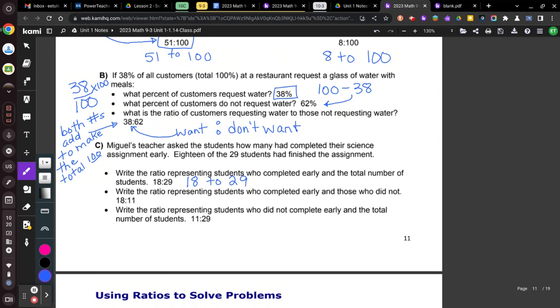Now, if I wanted to write the ratio as done and not done, I would find the not done by taking your total, subtract the done. So I would take 29, subtract 18, gives me 11. That's how I find my number 11.